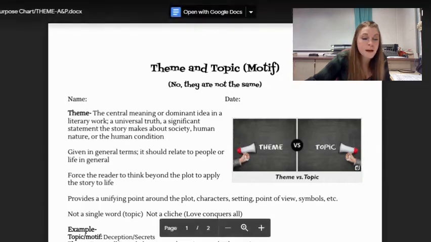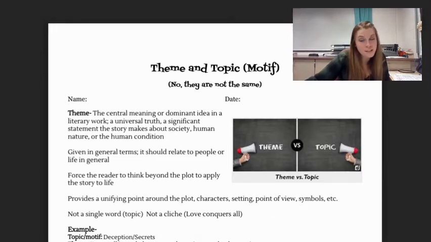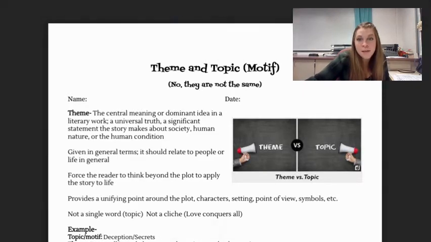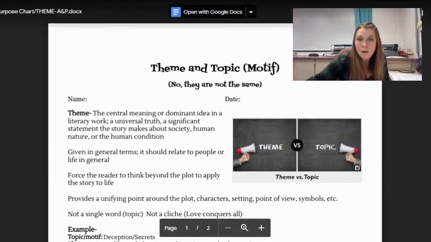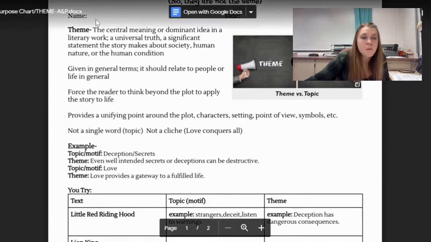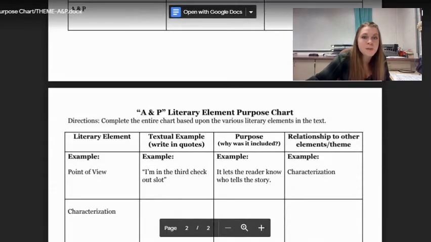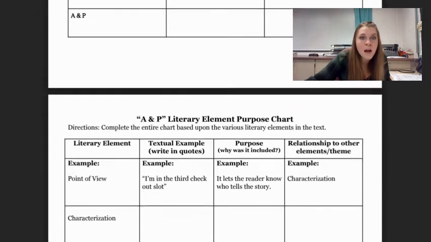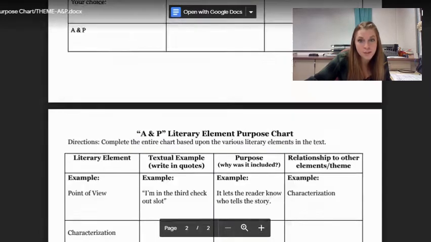To fill out this packet in relation to AMP, we're going to be focusing on theme and topic. Motif is just another word for topic. It's just a fancier literary element. So these two can be used interchangeably, but topic and theme, or motif and theme, are two different literary elements. So we're just going to go over these definitions, go over these examples, and then I'm going to tell you what you have to do here for your element purpose chart.